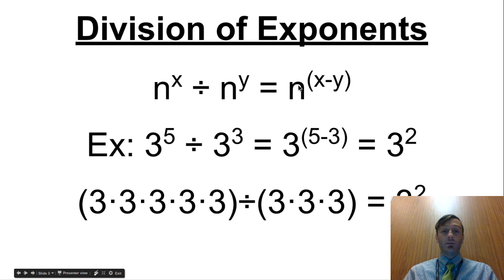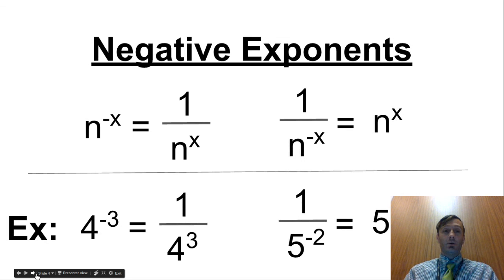So 3 to the fifth, which is 3 times 3 times 3 times 3 times 3, divided by 3 to the third, 3 times 3 times 3, equals 3 to the 5 minus 3. 5 minus 3 is 2. See right here, 3 squared. Same basic thing.